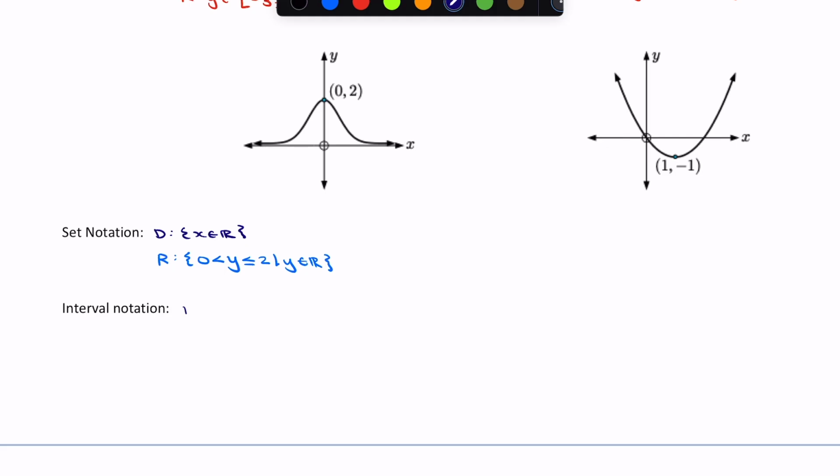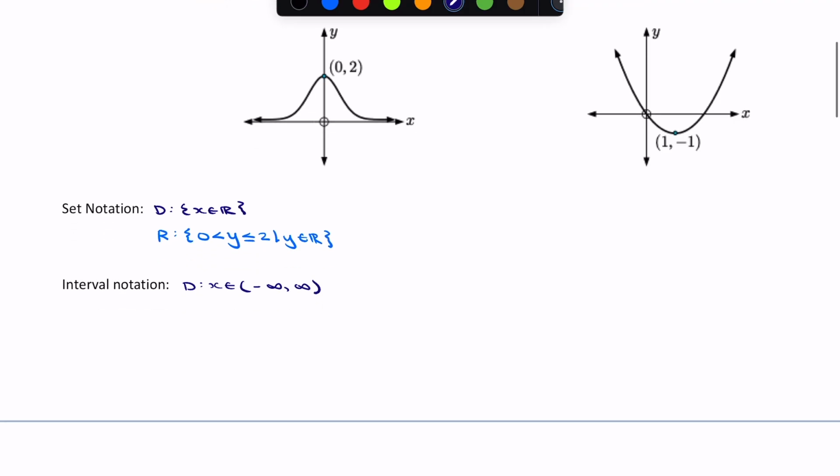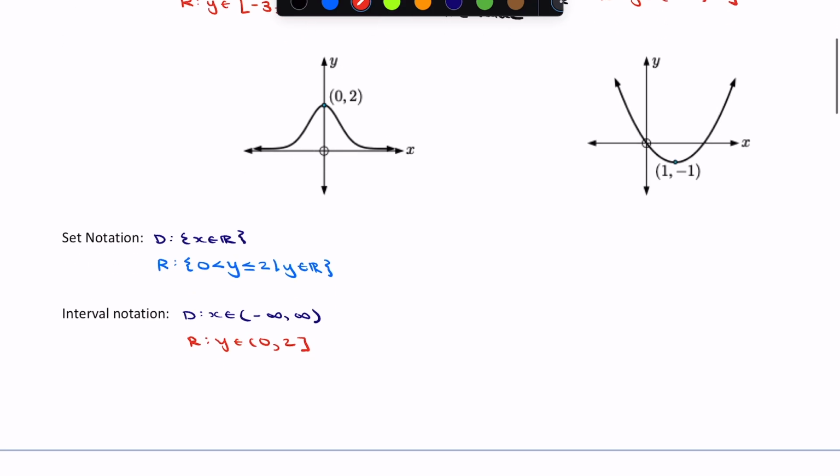Here, for our domain, we're writing in interval notation. It goes from negative infinity to positive infinity. And for our range, again, it goes from 0, not including, to 2, including, which means that we get the square bracket there.